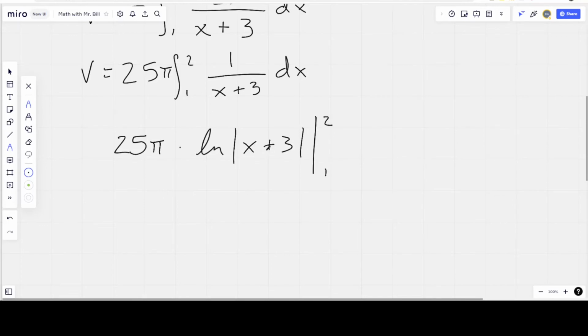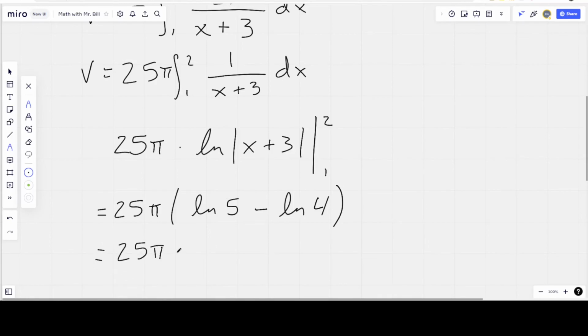Now I can get rid of the absolute values because neither 2 nor 1 is going to make the x plus 3 term 0 or negative. So that's going to be 25 pi, and then in parentheses, the natural log of 5 minus the natural log of 4. Clean that up one last time: 25 pi times the natural log, and since we've got subtraction between two logarithms, we can turn that into division. So that's the natural log of 5 over 4. And that's it. That's our volume.